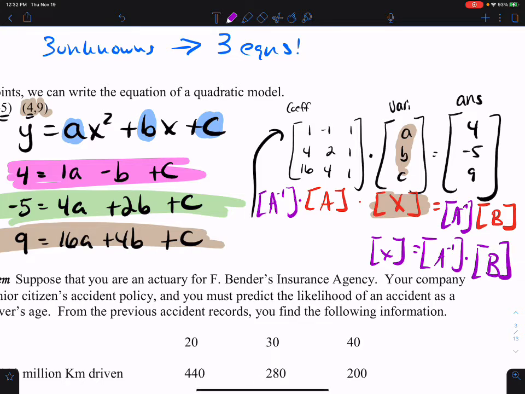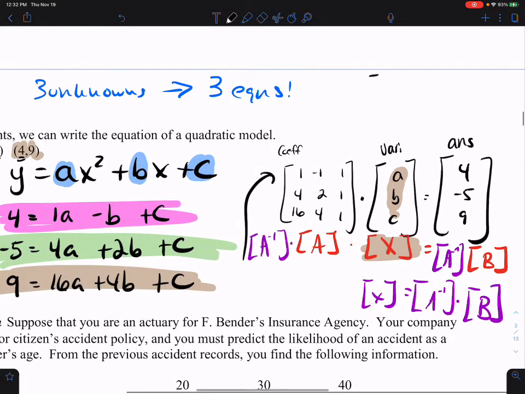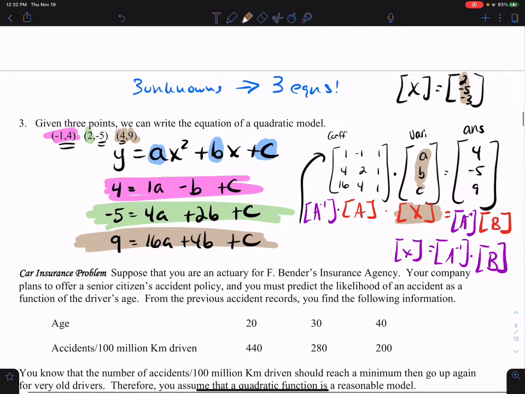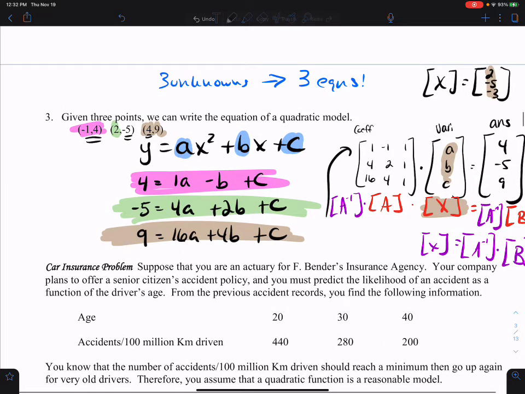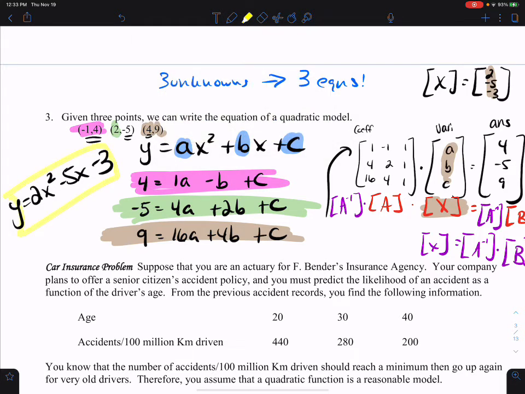And again, you're simply just doing that on your calculator. Just to save time, I'm not going to show you that on the calculator because we already know how to do matrix multiplication on our calculator. But matrix X, when you use your calculator, the contents of that matrix are 2, -5, and -3. So those are the values of A, B, and C. So our final answer then is, what is that quadratic model? Well, we figured out A was 2, B was -5, and C was -3. And that would be the final answer to this question.